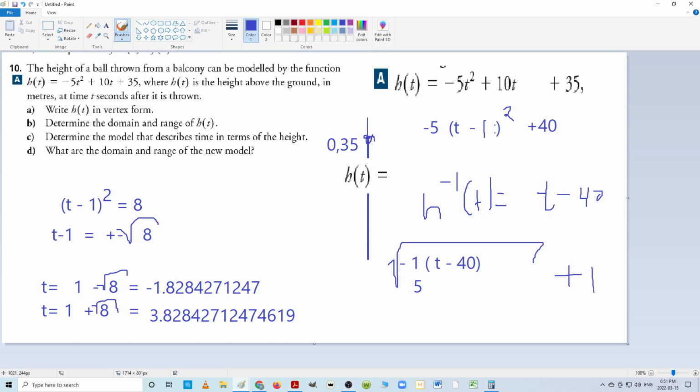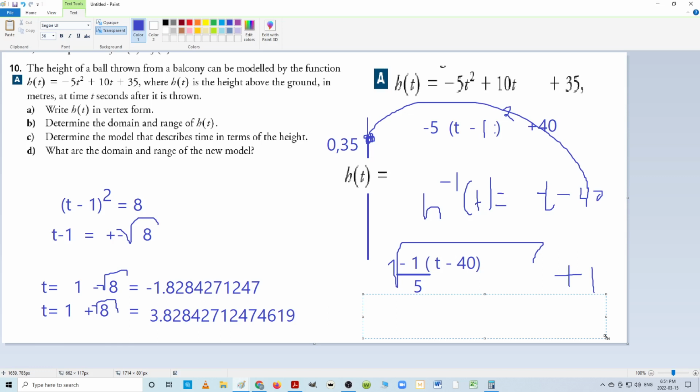However, keep in mind, we now have to put proper domain and range restrictions on that in order to get the proper inverse. Which means the domain of this has to now be 0 smaller or equal to t, which must be smaller or equal to 1 plus the square root of 8. And for the range of the inverse, the range is the same as the domain of the other one. Oh, this is the domain, sorry.